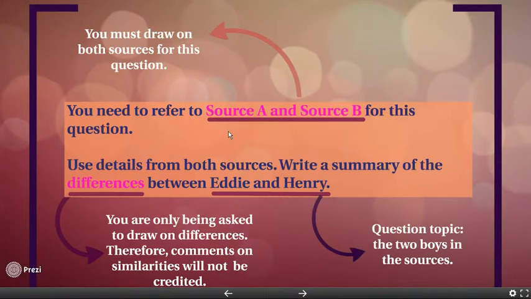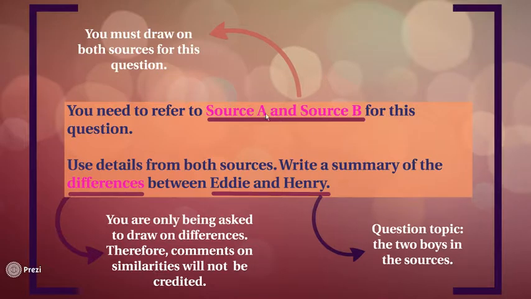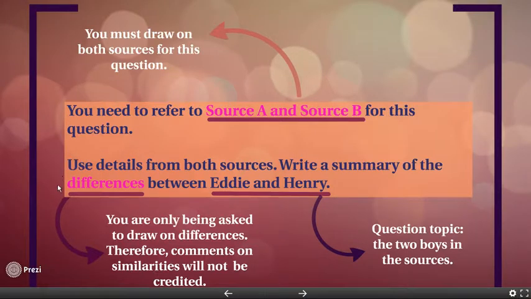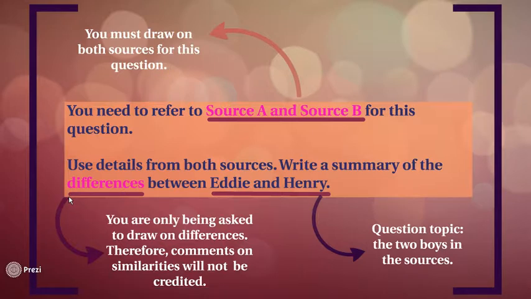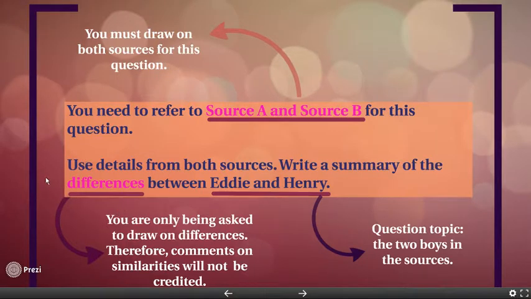So, it's really important to note that this question requires you to look at both of the sources. So, don't exclude one like you did with question one, because you need to draw on both in order to get a successful answer. Also, this question is telling you to only focus on the differences. Now that could just as easily be similarities, or in some cases they've even been known to devise a question that says similarities and differences. So it's really important that you thoroughly read the question to make sure exactly what it is you're being asked to do. You've been asked to state the things that are similar or the things that are different.